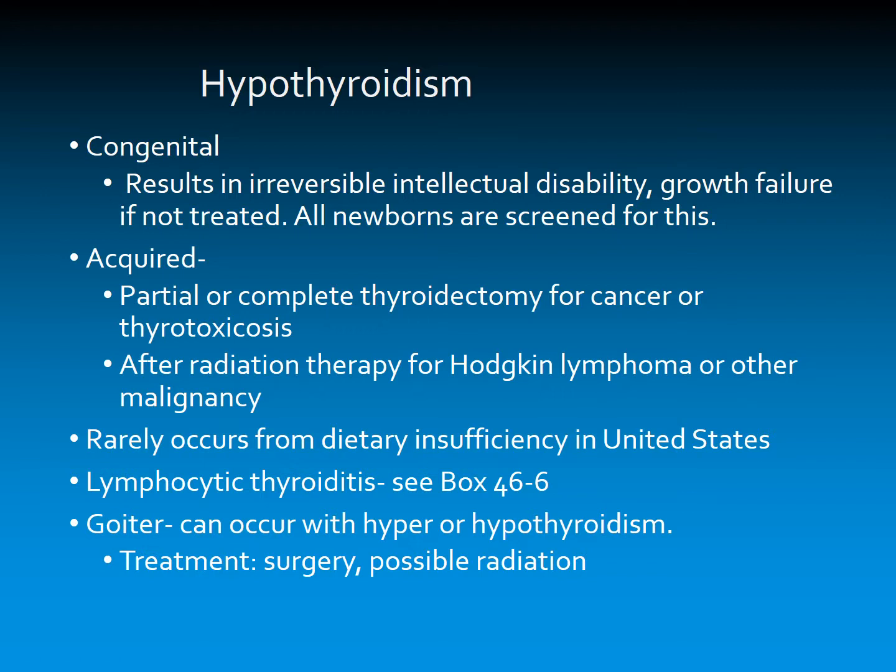Now, you can get a goiter. It can occur with hyper or hypothyroidism, and it can be congenital or acquired. Treatment for a goiter is going to include possible radiation, surgery. They can do a partial or complete thyroidectomy, and subsequent thyroid replacement drugs if they take part of it out.